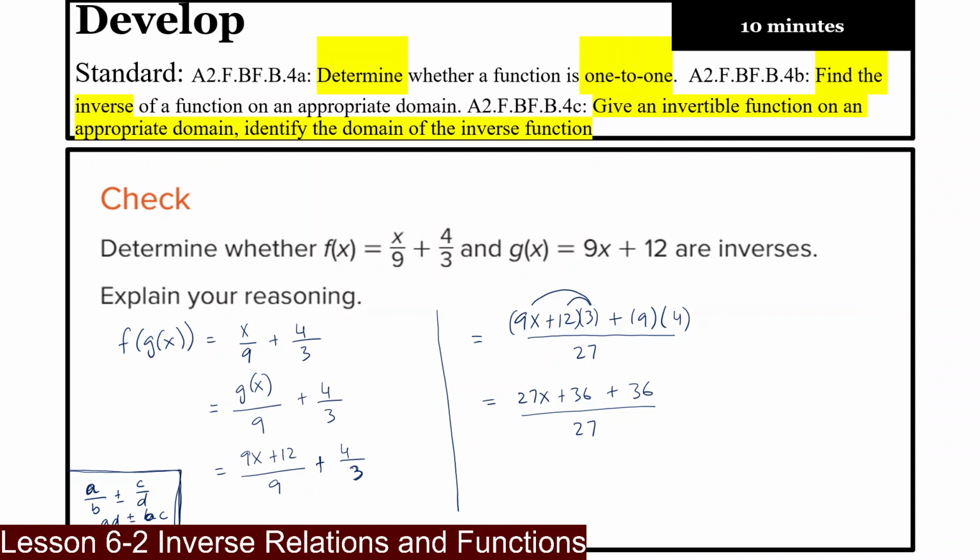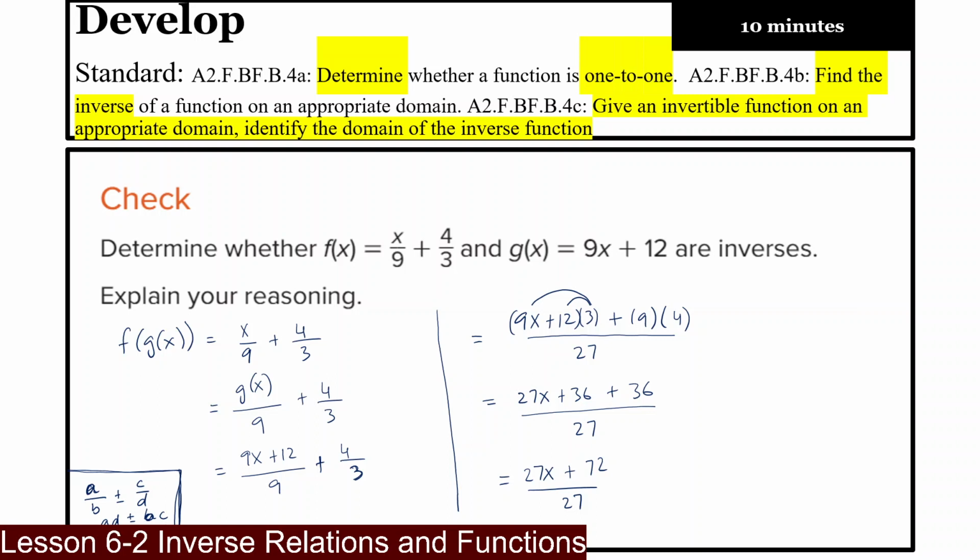Now here we see that 36 plus 36, one of these should have been a negative, right? So that it would cancel out, but it's not negative. I wonder if there's a mistake here, but let's see what happens. So we get 27x plus 36 plus 36, which is 72 over 27. So this does not look like it's going to be an inverse, because we're not getting the x here.